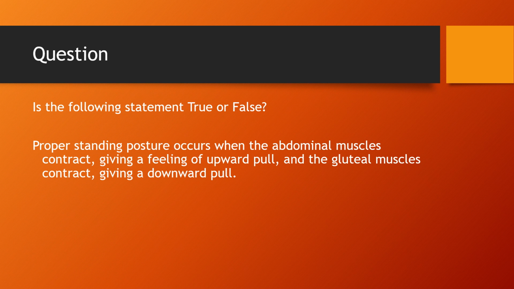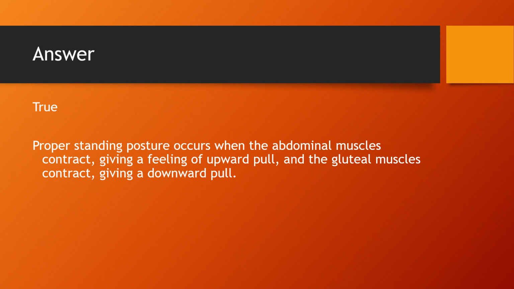So is the following statement true or false? Proper standing posture occurs when the abdominal muscles contract, giving a feeling of upward pull, and the gluteal muscles contract, giving a downward pull. And that's true.